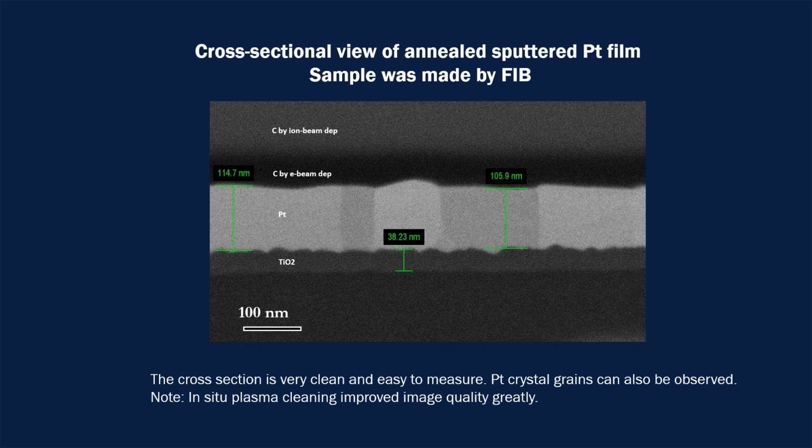I took the same sample to FIB and milled a one-side trench to expose the cross-section of the film. Now you can see much better details under LPSEM. You can make more accurate measurements of the film thickness, and you can even see the grain structure of the film. In this case, FIB is definitely better than edge cleaving.